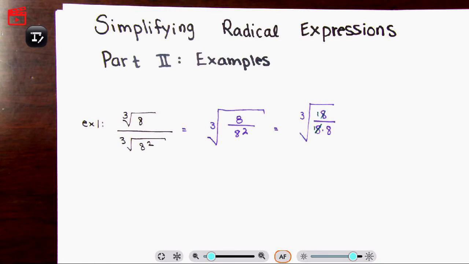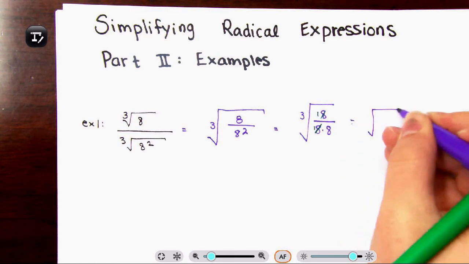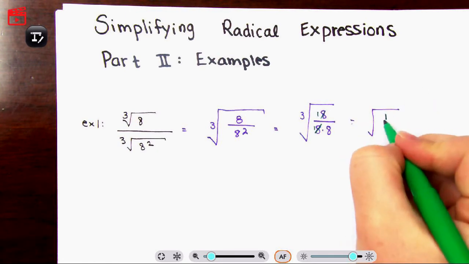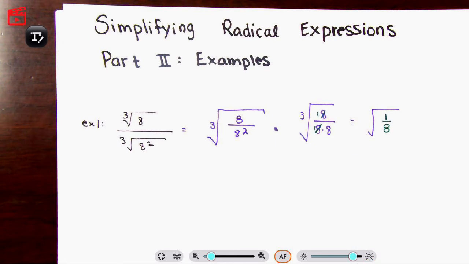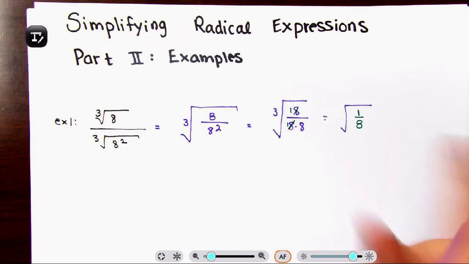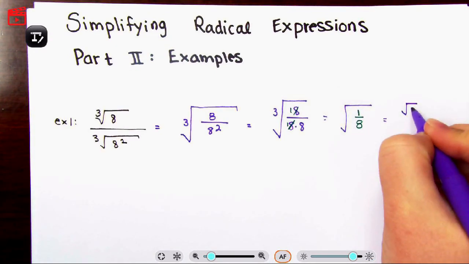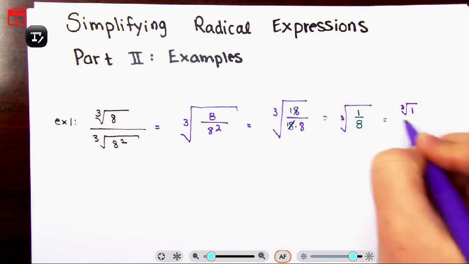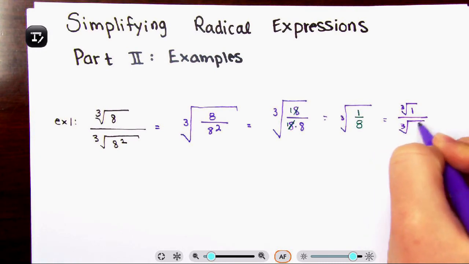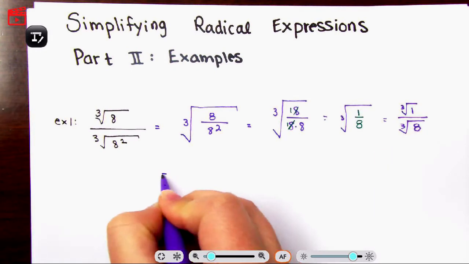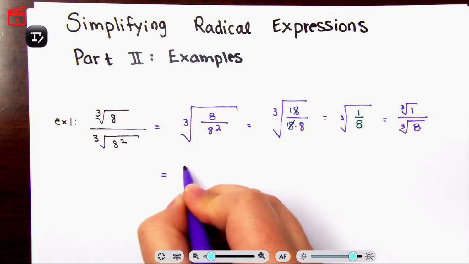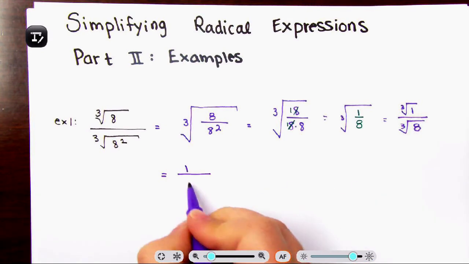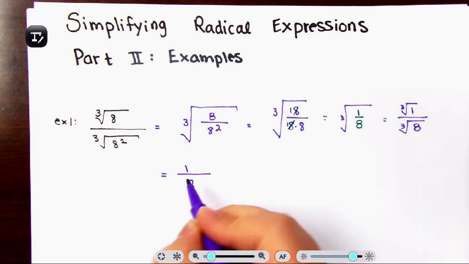So now what do we have? We have the cube root of 1 over 8. Now we're going to keep doing that quotient property because I know I can rewrite this as the cube root of 1 over the cube root of 8. Here, the cube root of 1 is simply 1. Cube root of 8 is 2. And we are simplified.